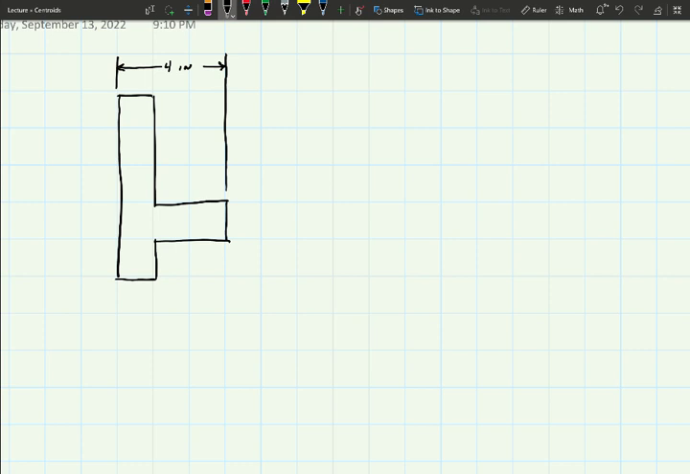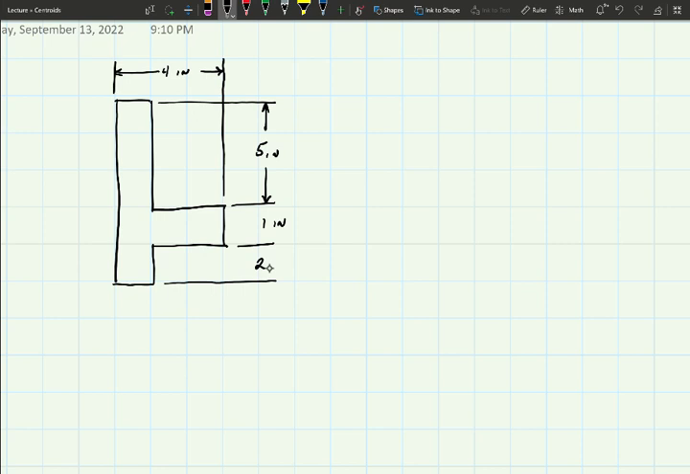We're going to call this 5 inches. This is going to be an inch, and definitely not to scale, but we're going to make this one 2 inches. And I need to squeeze some arrows in here.